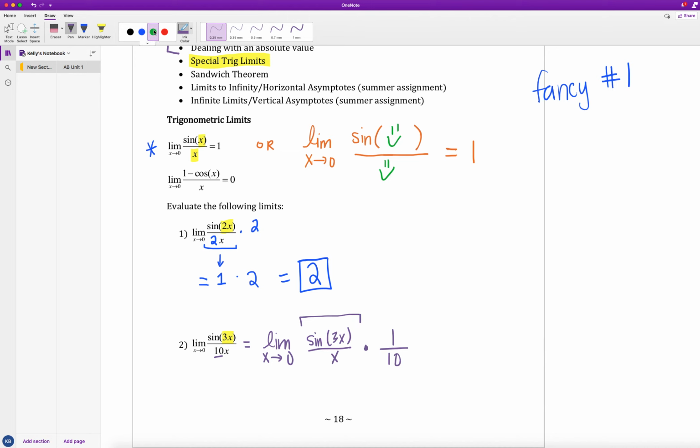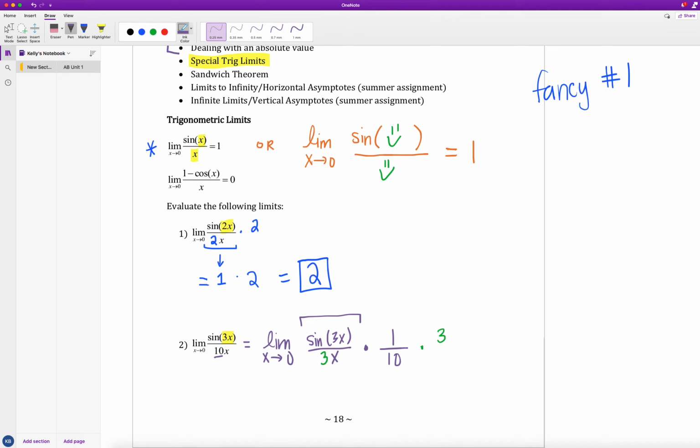What I would want to happen on this sine piece is I would want a 3x down here, because that way the inside of the sine function matches what it's divided by. But again, I can't just divide by 3, that would be changing the problem. But what I can do to counterbalance that is also multiply by 3, so that I'm technically multiplying by 3 over 3, which is equal to the number 1. This is how I can algebraically manipulate it, because I technically haven't changed the problem. The problem is still, technically, if I reduce it back down, I still get sine of 3x over 10x.